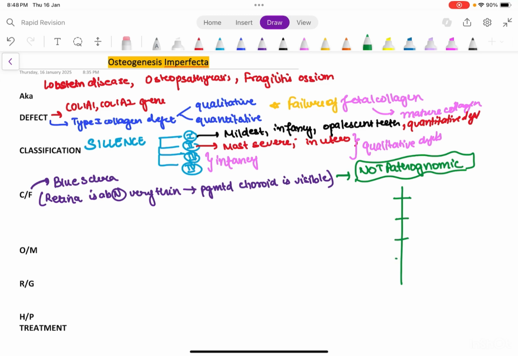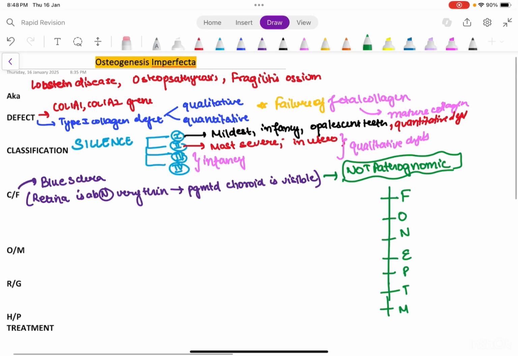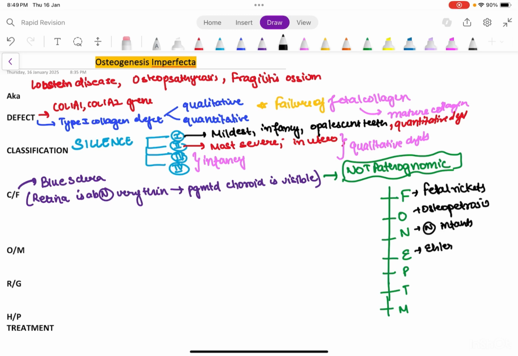To remember those conditions, you can remember a simple mnemonic, which is FONEPTM. All right, so we have fetal rickets, osteopetrosis, normal infants, Ehlers-Danlos syndrome. Then by P we have Paget's disease. By T we have Turner syndrome. By M we have Marfan syndrome.